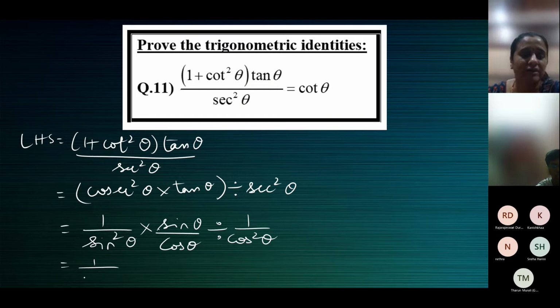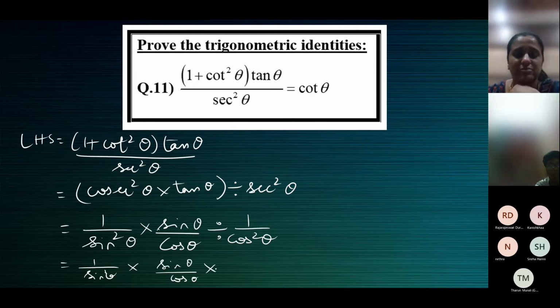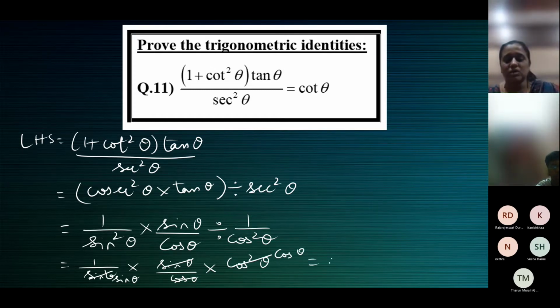Now what will you do? 1 by sine square theta into sine theta by cos theta, division becomes multiplication and then reciprocal. What's the reciprocal? Cos square theta. Now cancel. There are 2 sine thetas in the denominator, 1 in the numerator, so 1 sine theta is left. Two cos thetas here, 1 here, so 1 cos theta is left. So that's cos theta by sine theta, which is cot theta, which is the RHS.